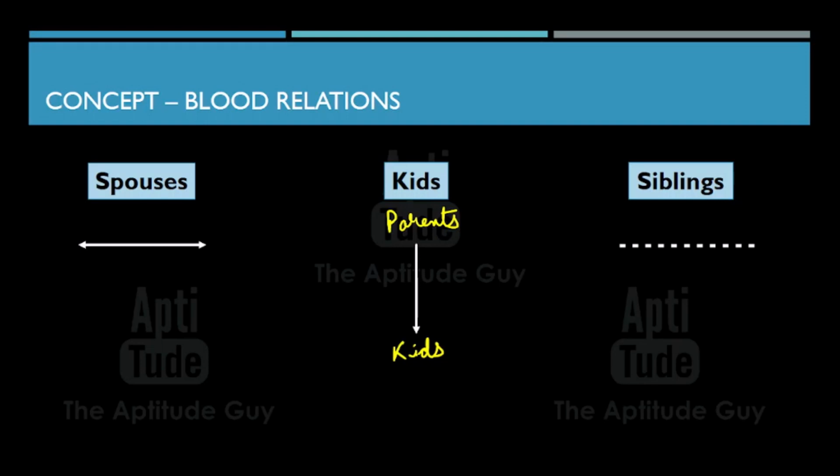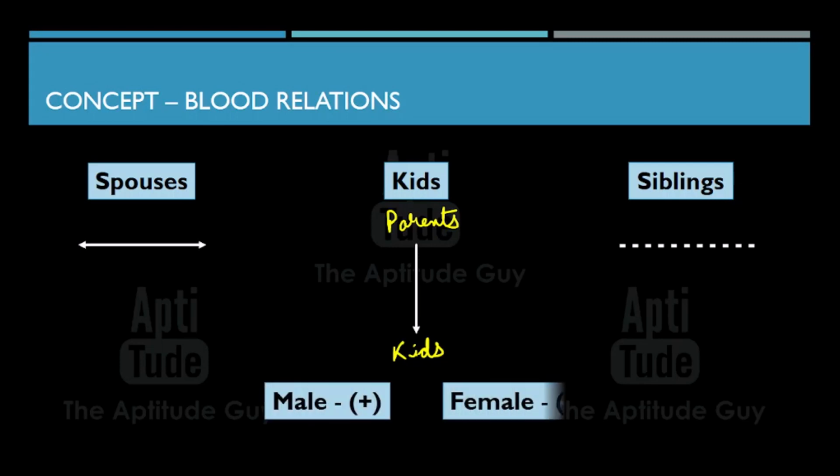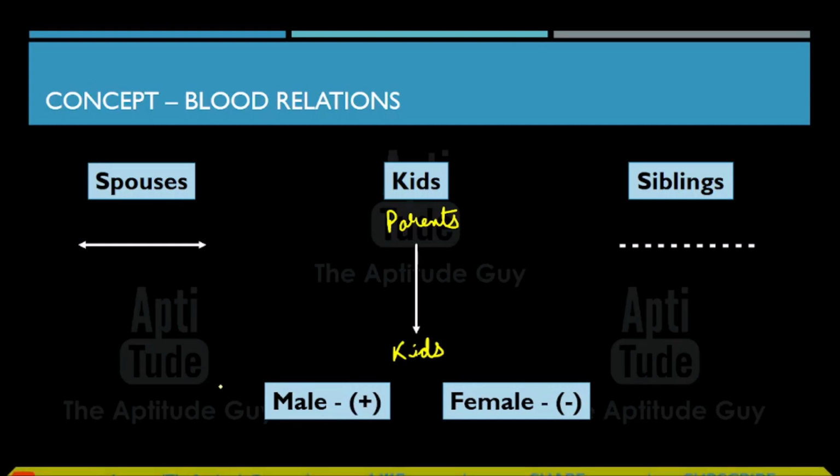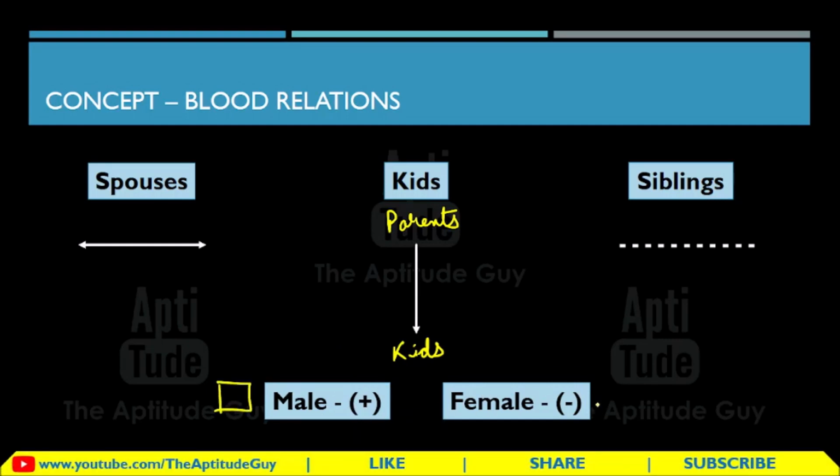Let me tell you. Those pieces of information are the genders of the people, or the sex of the people. Generally, they are depicted with plus and minus for male and female, respectively. Sometimes people also use a square and a circle for male and female. It depends on that. It really does not matter. The point is, you have to stick to one single method.